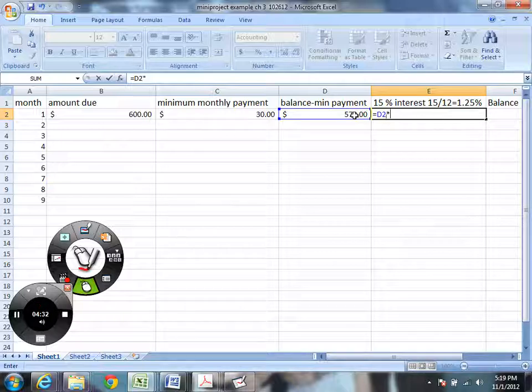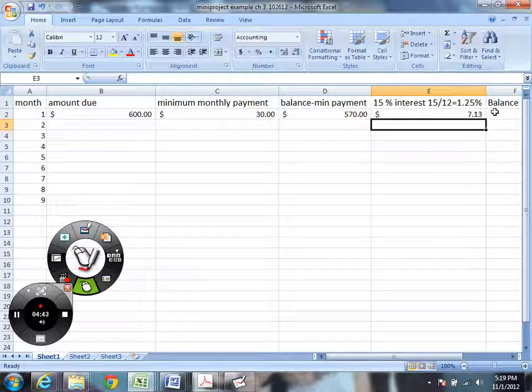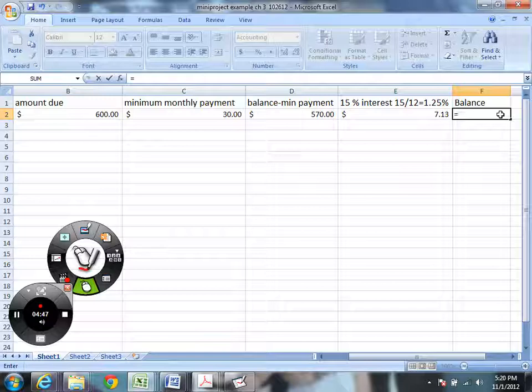And then I do an asterisk, because that is one way to multiply in Excel. And then I'm going to multiply by 0.0125, enter. That's how much interest they're going to charge me that month. And then the balance, I'm going to do equals, and I'm going to do D2, and I'm adding 570 plus the interest. So that's going to be E2, enter.